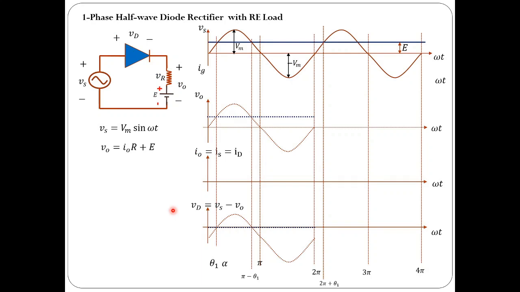Now next one, let us consider a half wave diode rectifier with an RE load, a battery load. So the battery with a small amount of resistance will be indicated by small r. So the voltage across the load is V0, which is equal to the voltage across the resistor plus the battery voltage. And the source voltage is Vm sin omega t. The voltage across the source is Vs, the voltage across the diode is Vd, and the voltage across the load is V0.